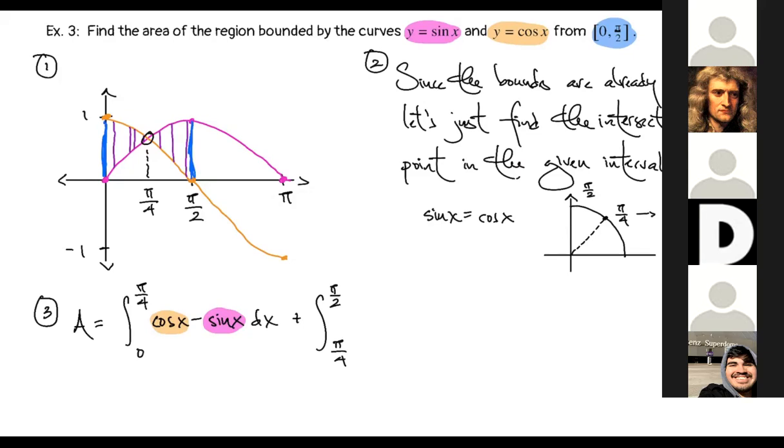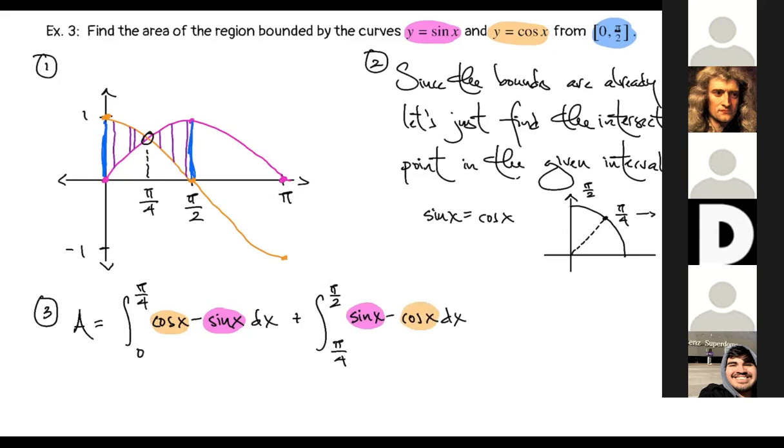Yeah, exactly, Josh. We're going to have sine x minus cosine x, because for that second half, sine x is the top of those purple rectangles and cosine x is the bottom of those. Okay. So we've got these integrals.